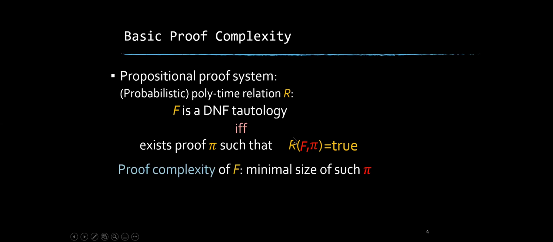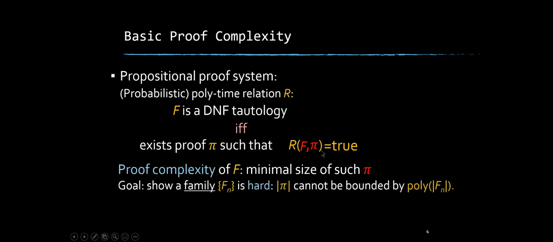And what is the proof complexity of F? It's simply the minimal length of this string pi. And the basic goal, or the major goal, of proof complexity is to show that there are hard instances for a given proof system, namely a hard family of DNFs F_n that do not have proofs that are bounded by a polynomial.